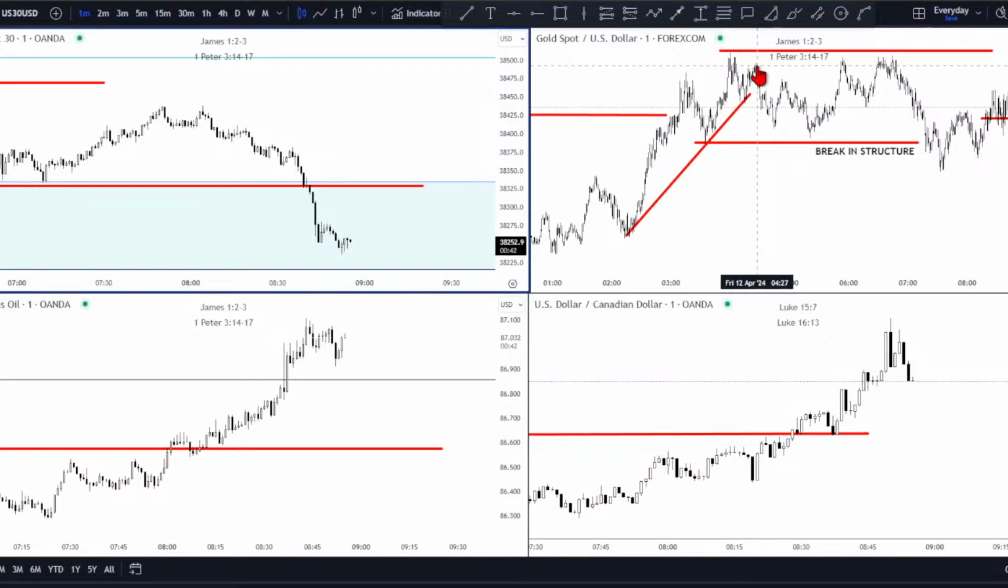Sorry. I still think gold's got another run to go. 9:30, 10 o'clock is probably going to be the time to watch.